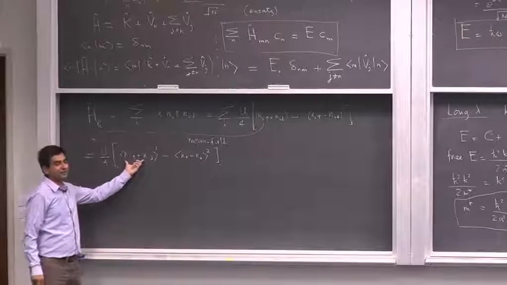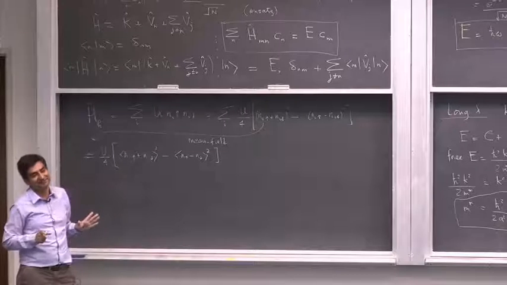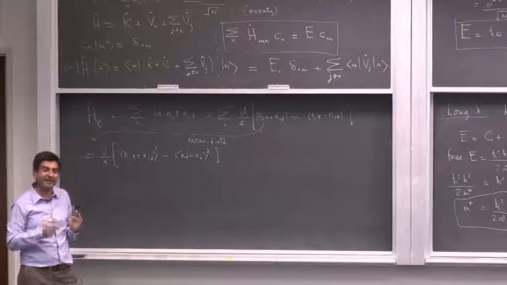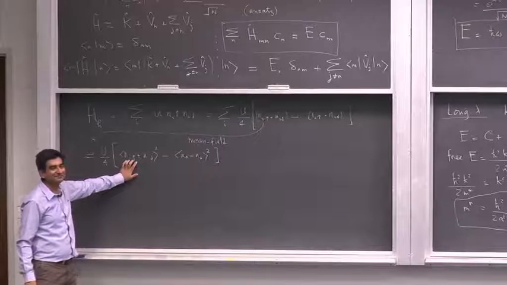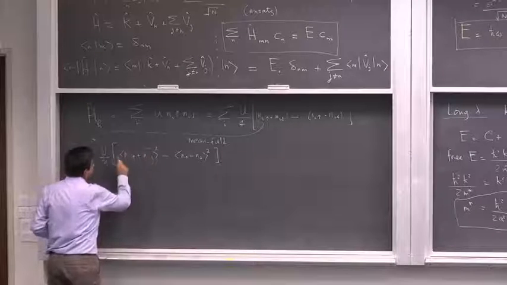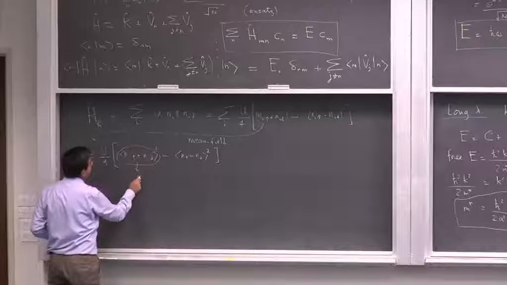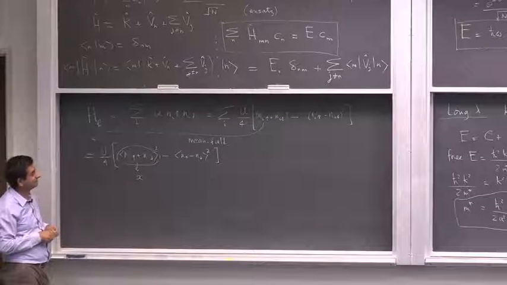Now what is this equal to? This is the average number of electrons per site, n_i+ plus n_i-, irrespective of the spin. So this is just x, as I've defined it. This is the average number of electrons per site.